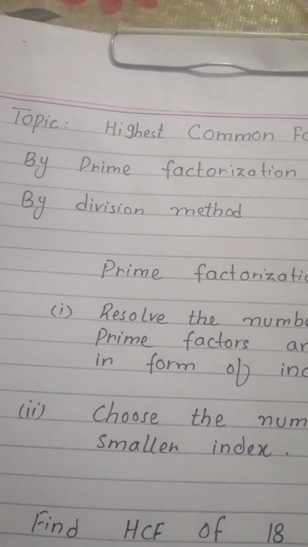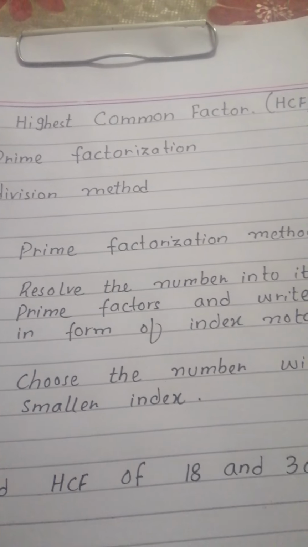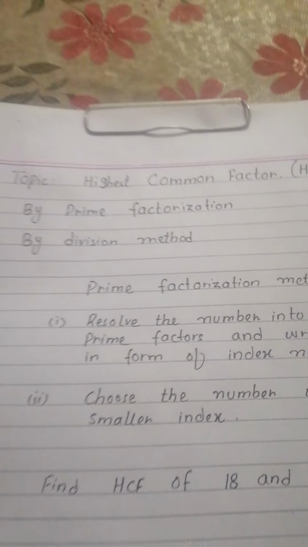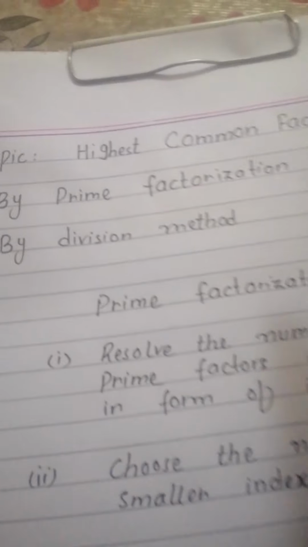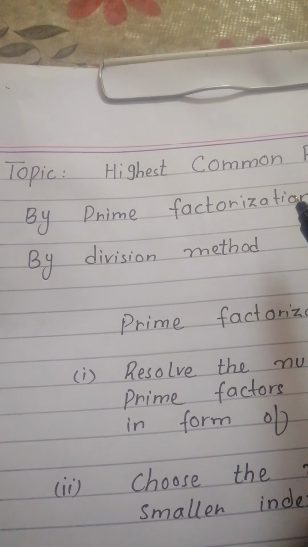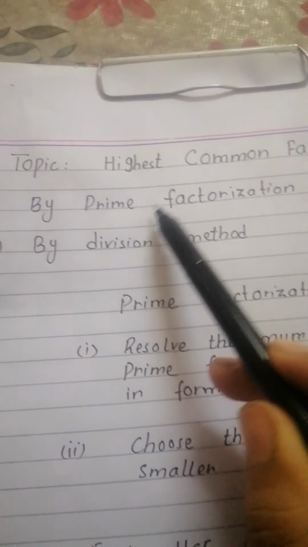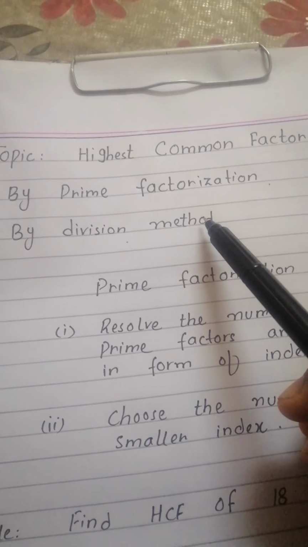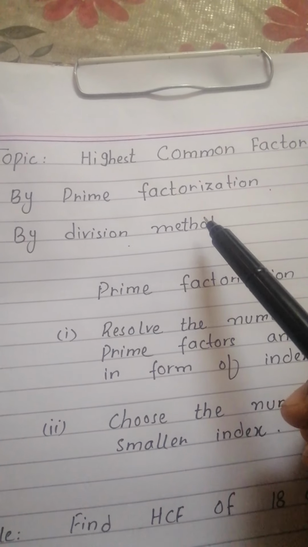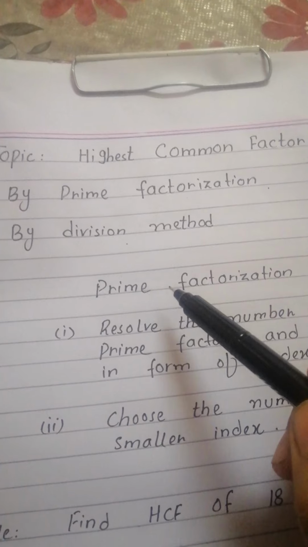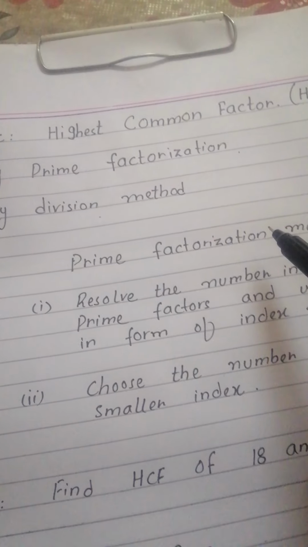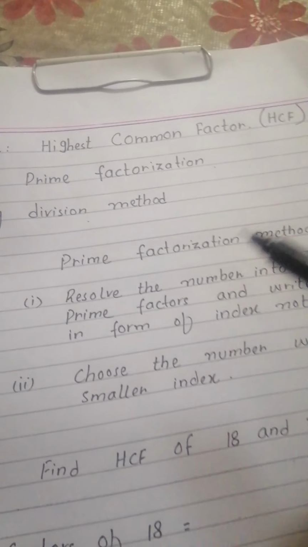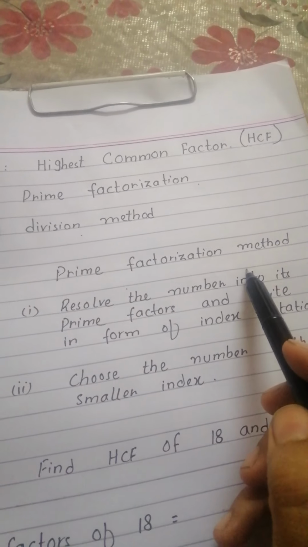Okay, today my topic is highest common factor, that is HCF. In order to find the highest common factor, there are two methods. The first method is by prime factorization method and the second one is by division method. In today's video, I will tell you about the prime factorization method. There are two steps to find the HCF of numbers by prime factorization method.